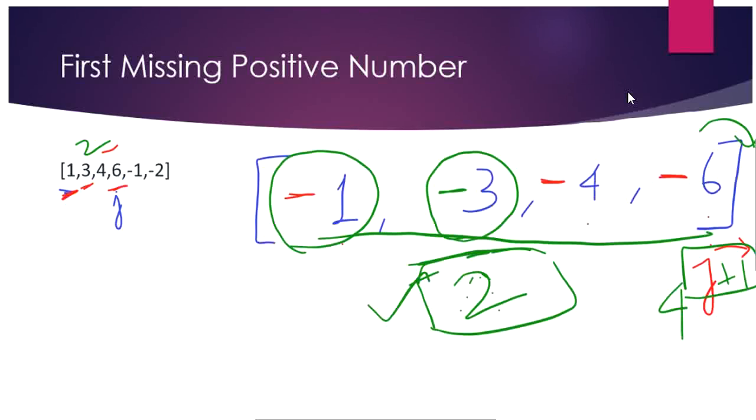So this case will contradict in two situations. The first situation is, what if the number has a duplicate?